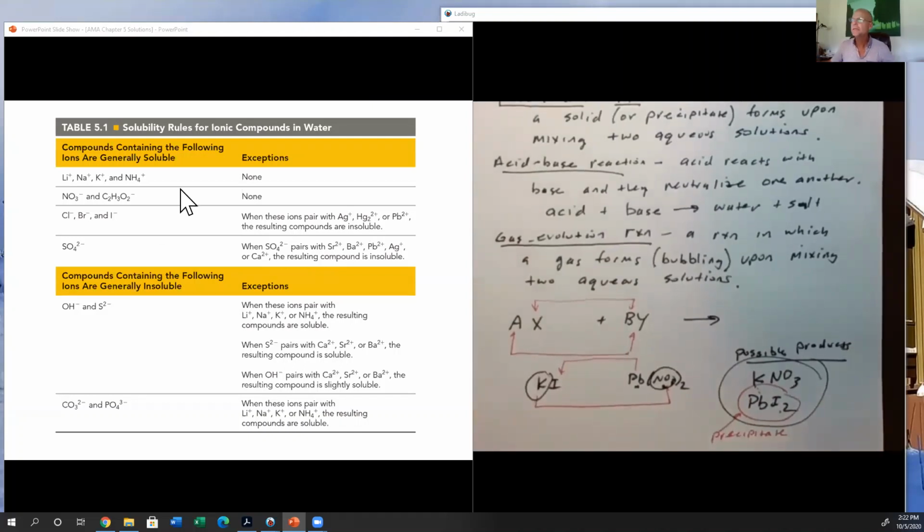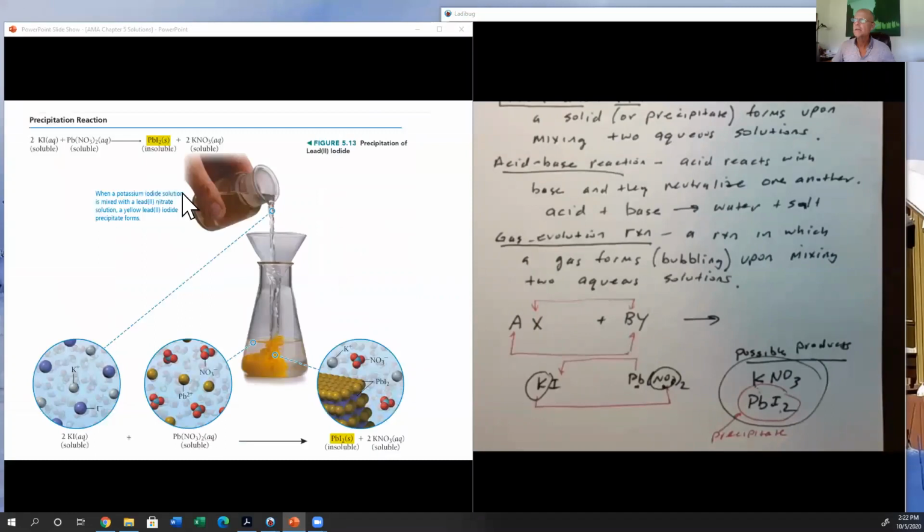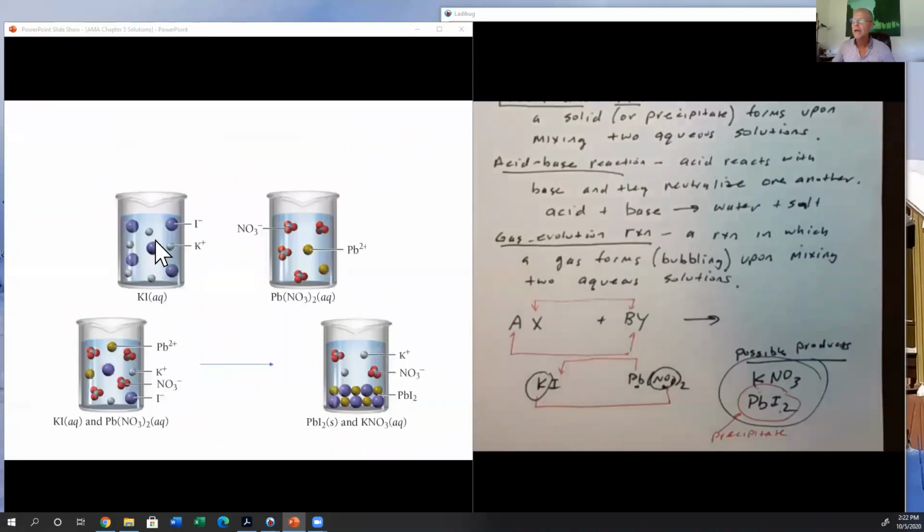And the reason that happens is because of this. Look, when I take this solution of potassium iodide, which is a soluble compound, and lead nitrate, which is also a soluble compound, and here's lead iodide, here's lead nitrate.